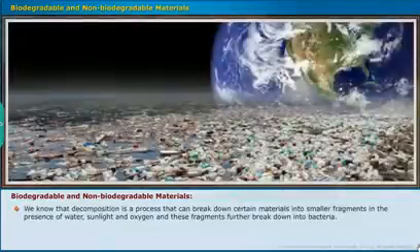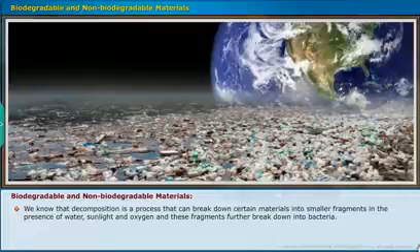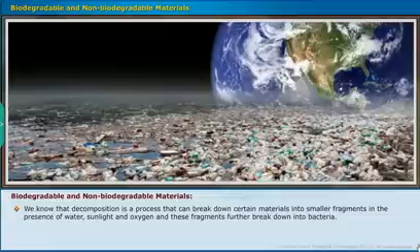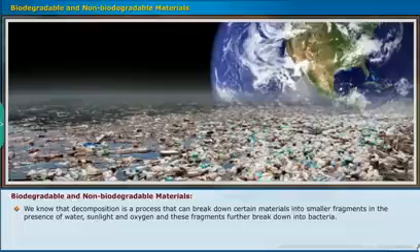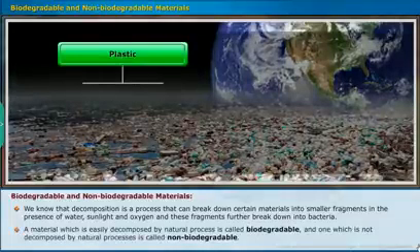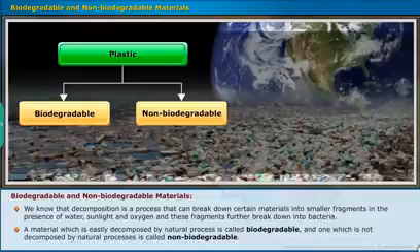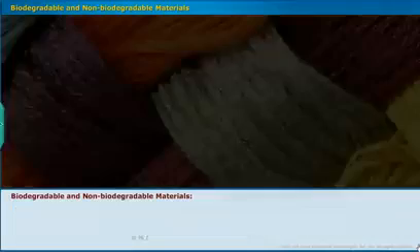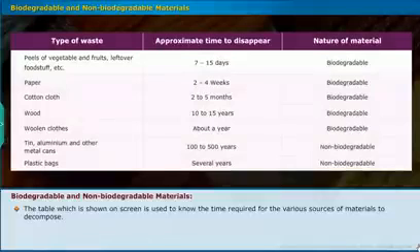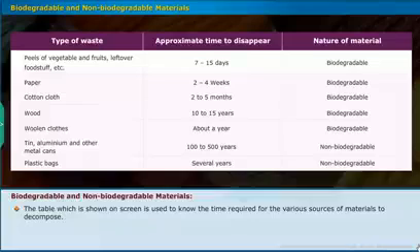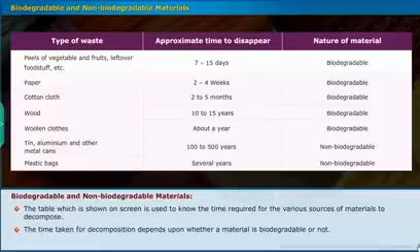We know that decomposition is a process that can break down certain materials into smaller fragments in the presence of water, sunlight, and oxygen, and these fragments further break down into bacteria. A material which is easily decomposed by natural processes is called biodegradable, and one which is not decomposed by natural processes is called non-biodegradable. The table shown on screen is used to know the time required for the various sources of materials to decompose. The time taken for decomposition depends upon whether a material is biodegradable or not.